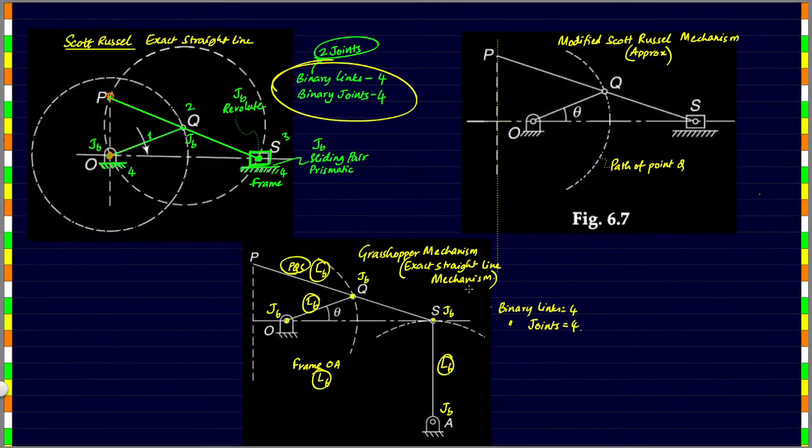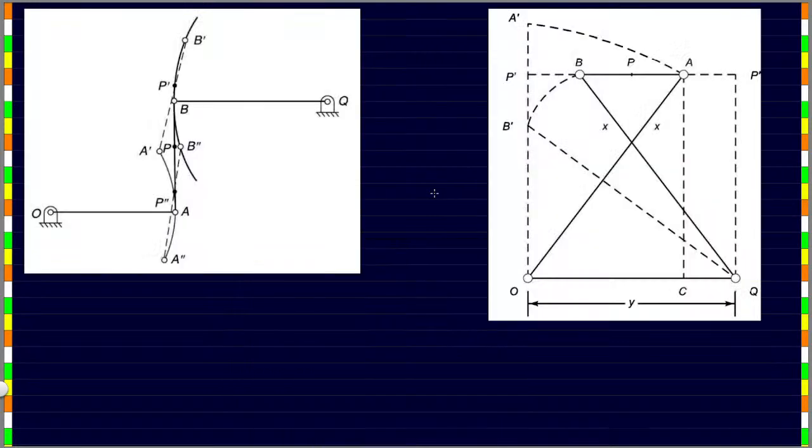Right. So this is about the quadrasal, modified quadrasal, and grasshopper mechanism. All three are interconnected. First we got the quadrasal, then it was modified to stop the point P from passing through the regular joint. But because it became an approximate mechanism, they still wanted to correct it. So to correct it, what they did was replace the slider with this link. And this again made it an exact straight line mechanism.